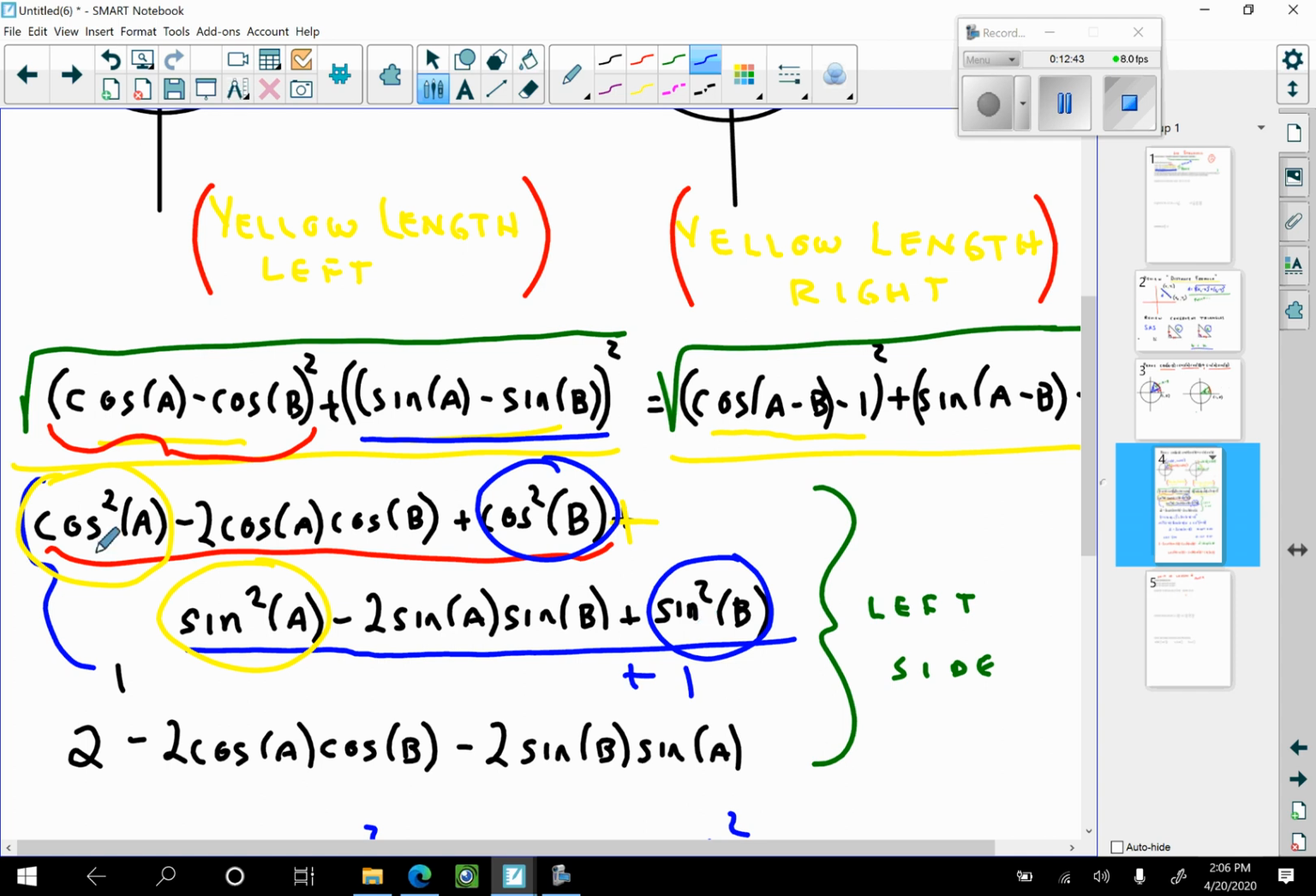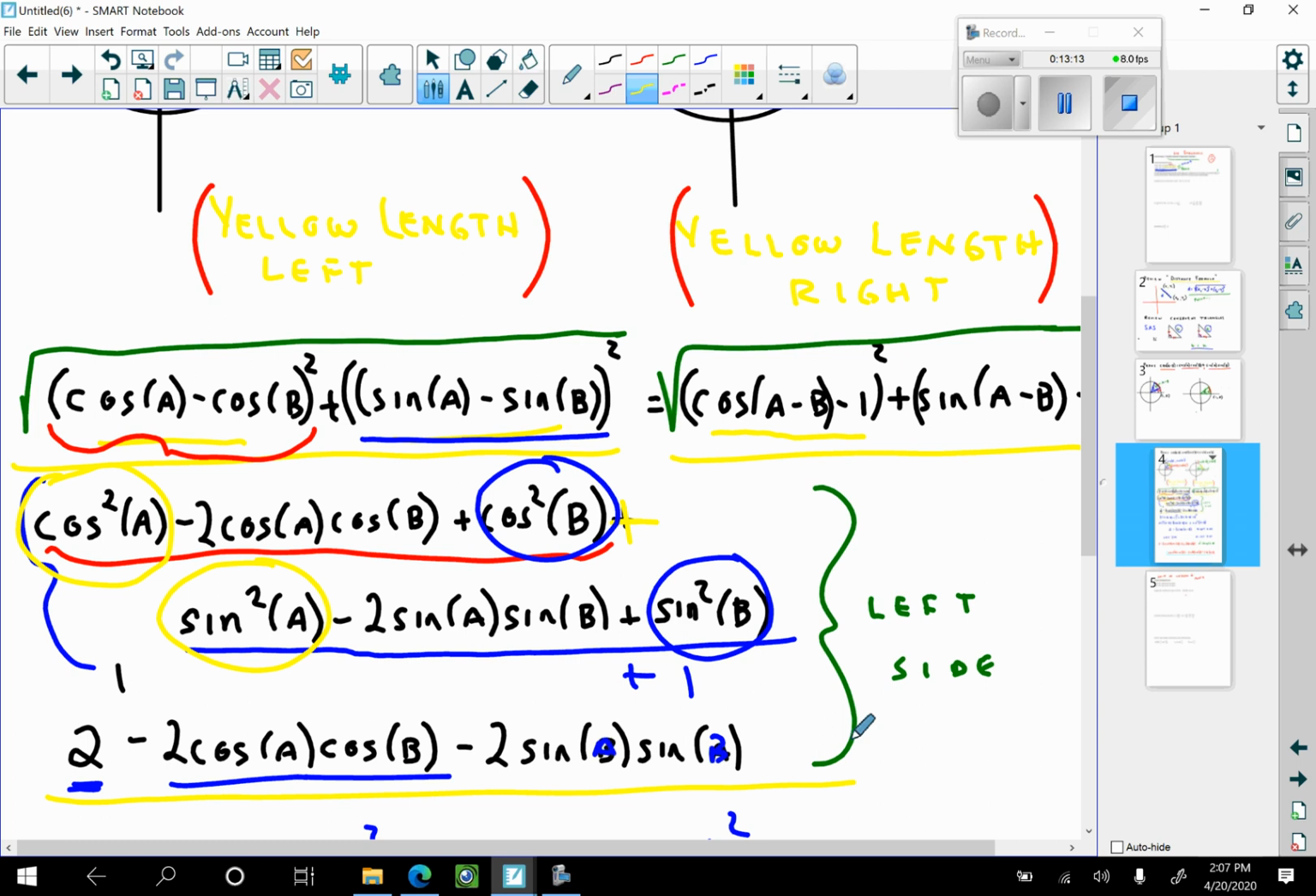So I have cosine squared plus sine squared, that's a 1. I have cosine squared plus sine squared of b, that's a 1. That's where this 2 comes from. And then I'm just going to rewrite the negative 2 cosine of a, cosine of b, and the negative 2 sine of a, sine of b. It doesn't matter there. Multiplication is commutative. So this is the left side of the equation here.